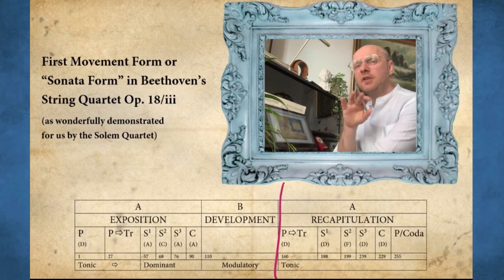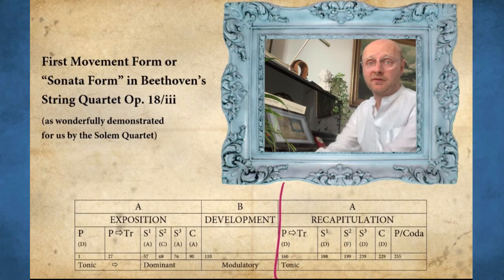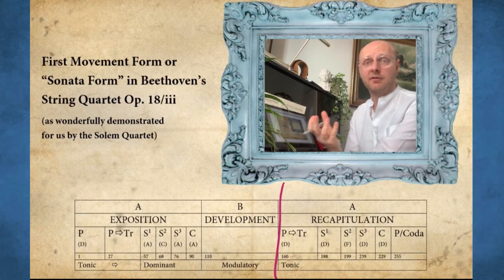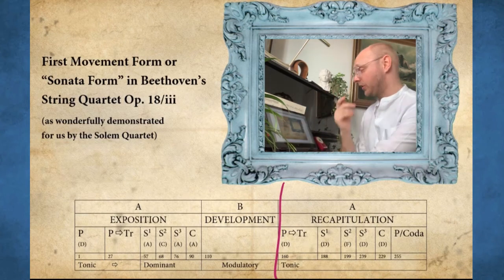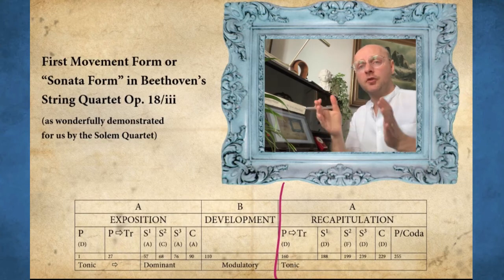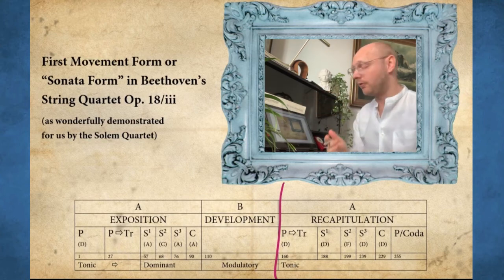Composers do tend to recompose things, often quite significantly, particularly in the 19th century. The recapitulation can be very different to the exposition. There's often a lot of truncation going on. Sometimes even themes appear in the wrong order.